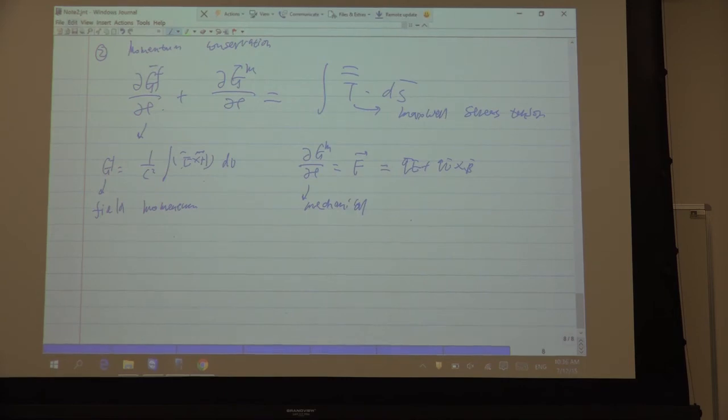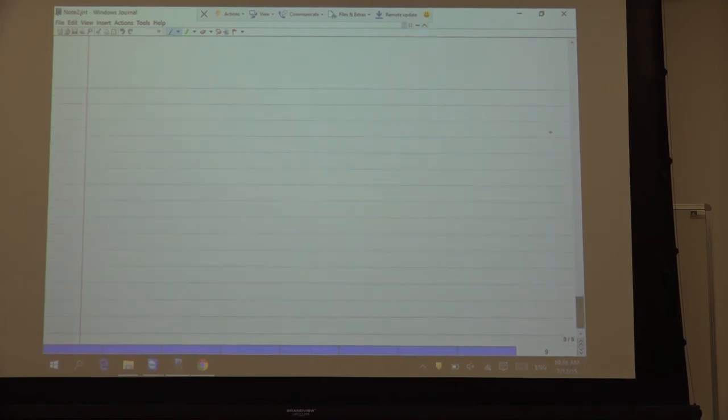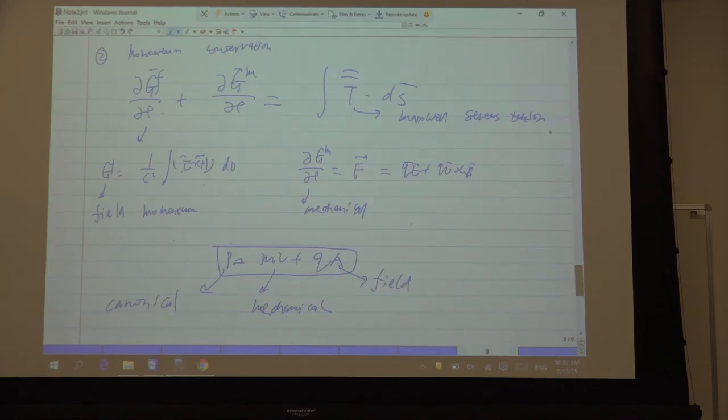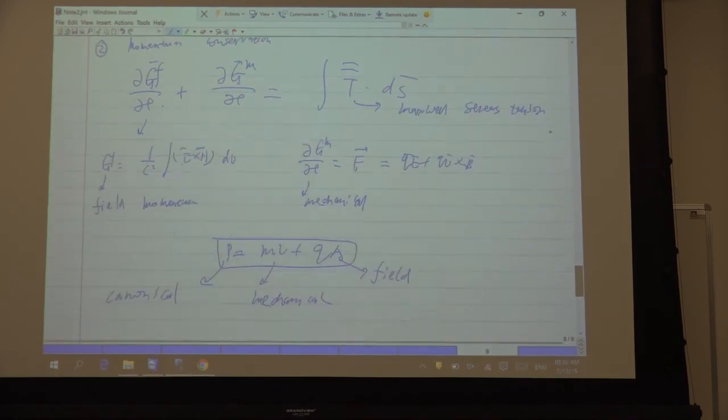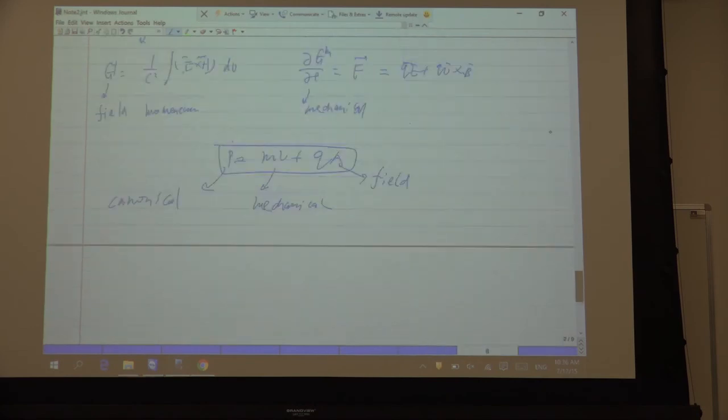With this law, you also know why the canonical momentum p equals mv plus qA. This is from the last chapter. This is the mechanical part, this is the field part, and this is the canonical. This is the momentum conservation law. We know that the EM field has a force. It can rotate and move objects, move nano objects. They call this the momentum conservation law.